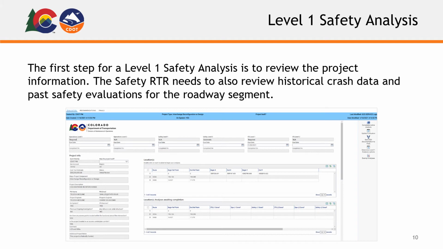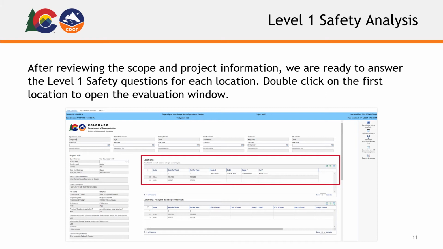Once the project loads, be sure to review the additional or supplemental information and/or any notes. If the PM, RTRL, or other RTRs have loaded this, it can be found in the Documents and Notes table at the bottom of the window. Next, you will scroll up to review the due dates located at the top of the evaluation window. After reviewing the scope and project information, we are ready to answer the Level 1 safety questions for each location. Double-click on the first location to open the evaluation window.